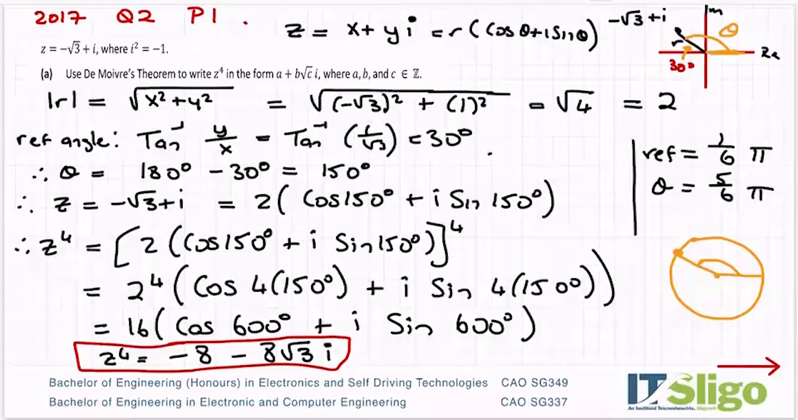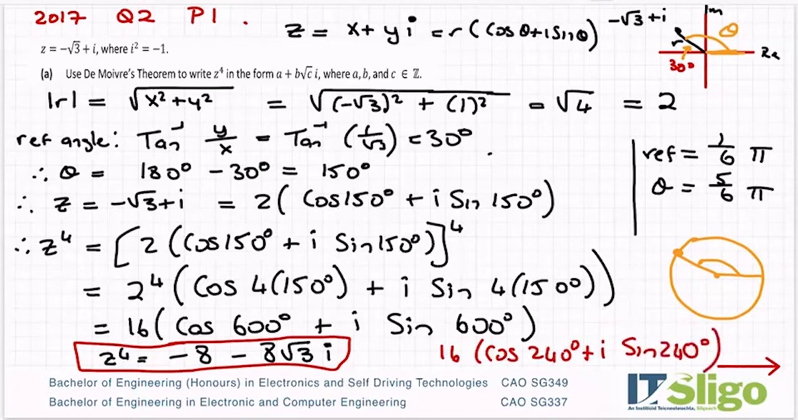Okay, so I hope that makes sense. If they had asked for my answer in polar form, I would have left my answer as the following: 16 cos 240 degrees plus I sine 240 degrees. Okay, but they didn't ask for it in polar form, they wanted it in rectangular form. So I hope that makes sense. That was worth 15 marks for this question, so it shows you how important it is to be able to convert to polar form for a start, and then to be able to do all the applications of De Moivre's theorem.